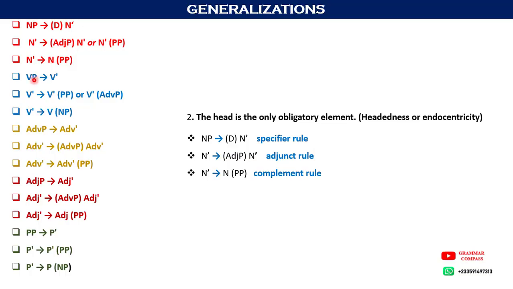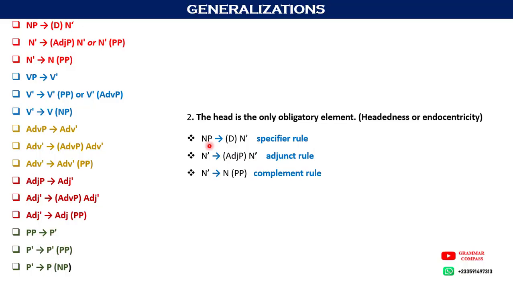In a verb phrase, the verb is the head. So we can see the V repeated in all the rules. In the adverb phrase, the adverb is the head. We can see that the adverb phrase contains adverbs, AdV, in all its three rules. And in the adjective phrase, we have the adjective in all the three rules. In the prepositional phrase, we have the preposition in all the three rules.